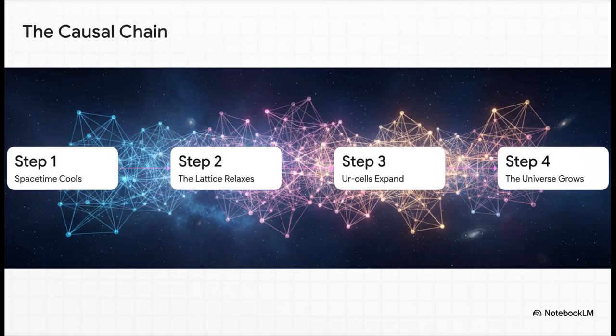It's wild. It all kicks off with spacetime itself cooling down. As it cools, that background tension we talked about, the prestress, it just relaxes. And that lets all the individual cells kind of puff up and expand. And when you have trillions and trillions of these cells all expanding at once, the whole universe grows. It's just thermodynamics, but playing out on the grandest scale imaginable.